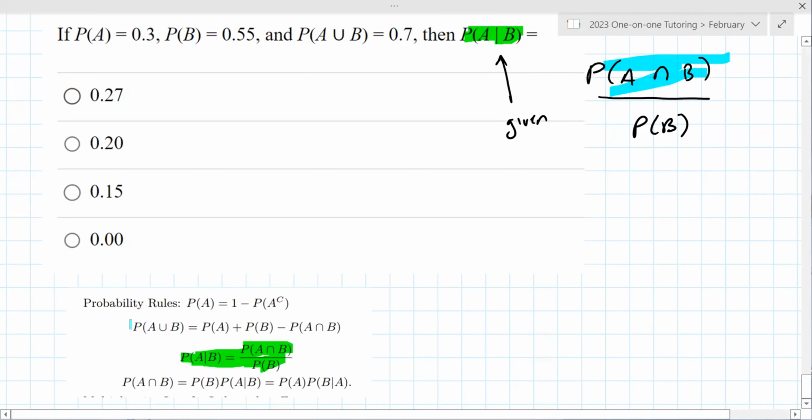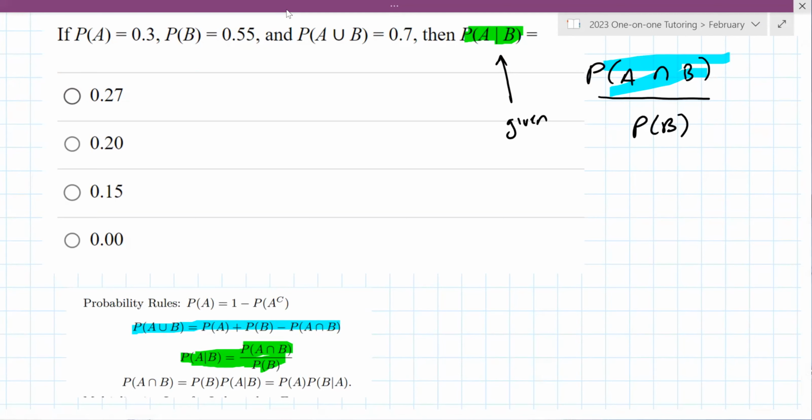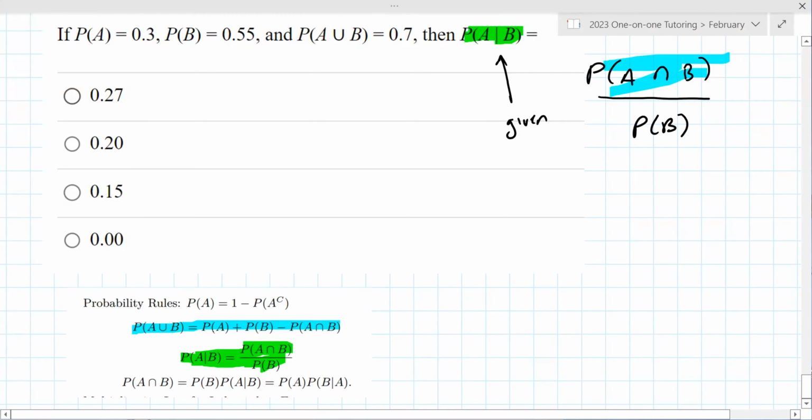We're going to use this formula here. Now you might ask, well, Matthew, why am I using that one, not the one below it? We have more of what's in this top formula. Okay, we know A, we know B, and we know A or B. So we're using that formula here.